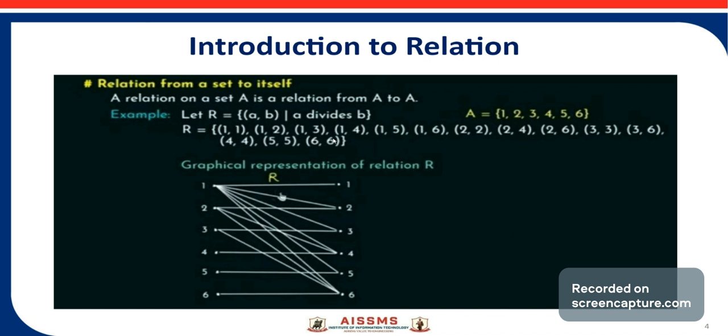Now, what will be the graphical representation of relation R? Here you have to mention the elements which are present in the set A, and the same you have to mention again, because here a relation from a set to itself is present. So you have to check the relation set, and according to this you have to draw arrows here. That means 1 to 1, 1 to 2, 1 to 3. Next one is 1 to 4, 1 to 5, 1 to 6, and so on. So this is nothing but the graphical representation of relation R.